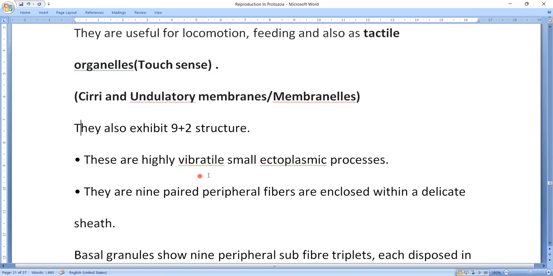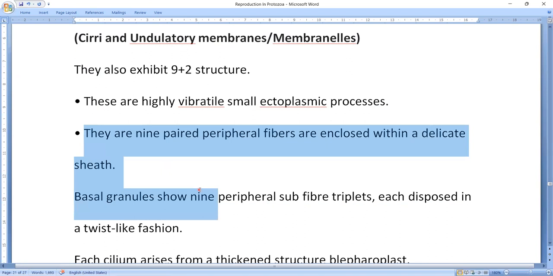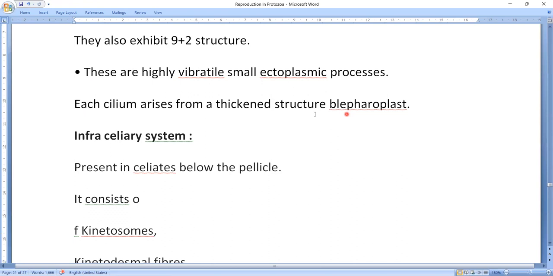These are highly vibratile small ectoplasmic processes. There are 9 paired peripheral fibers. Okay, so similar. Same structure. Each cilium is arranged from a thickened structure called the basal granule or blepharoplast.